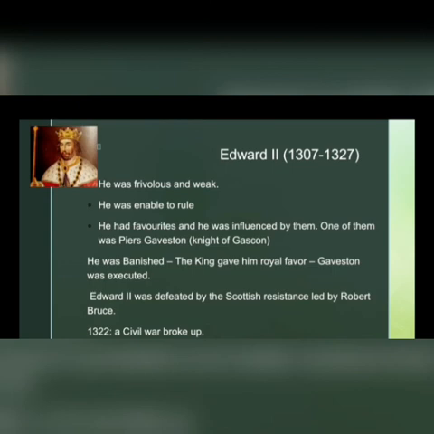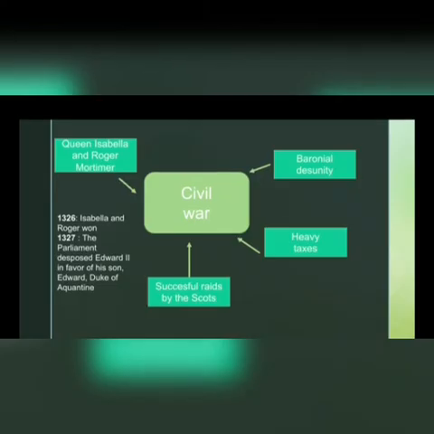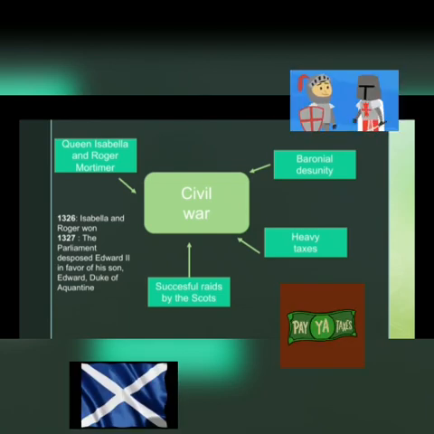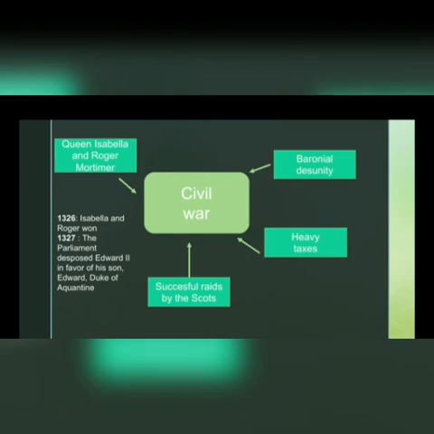Edward had problems with the barons and the Parliament, thanks to the influence of his advisors. That's why in the year 1322 a civil war broke out in England. There were baronial disunity, heavy taxes, and also successful raids made by the Scots that tried to invade northern England again. So, the causes of the Civil War were the baronial disunity, the taxes, and the successful raids made by the Scots.